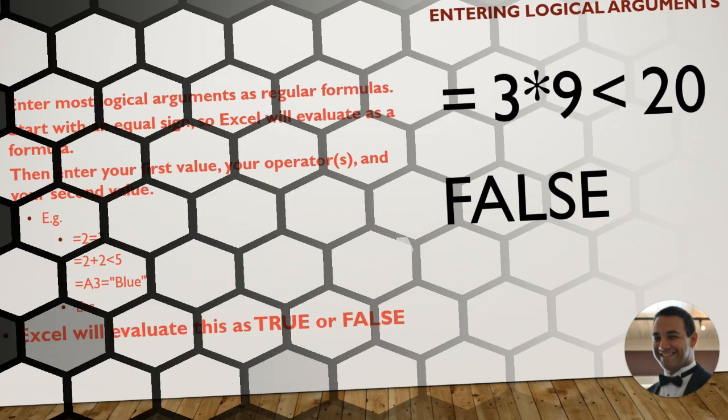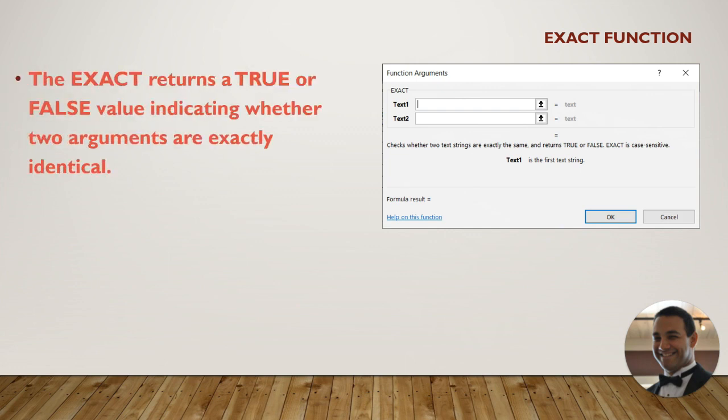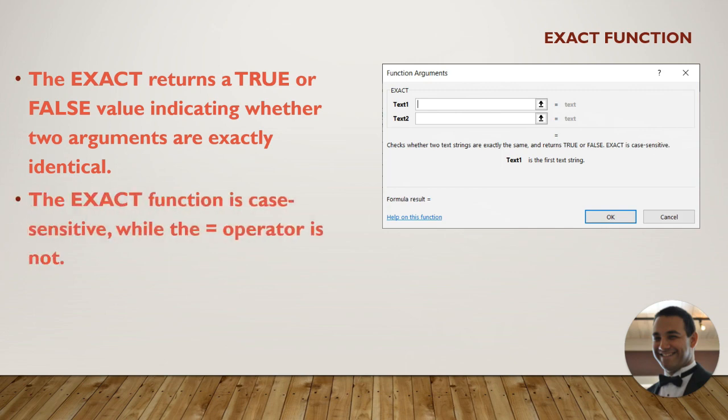Now let's look at the EXACT function. The EXACT function returns a true or false value, indicating whether 2 arguments are exactly identical. The EXACT function is case sensitive, while the equals operator is not. The syntax is equals EXACT, value 1, value 2.